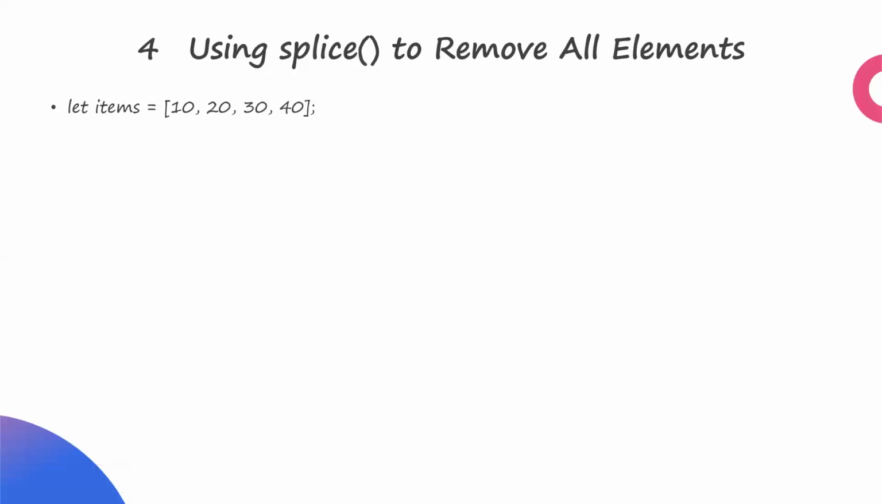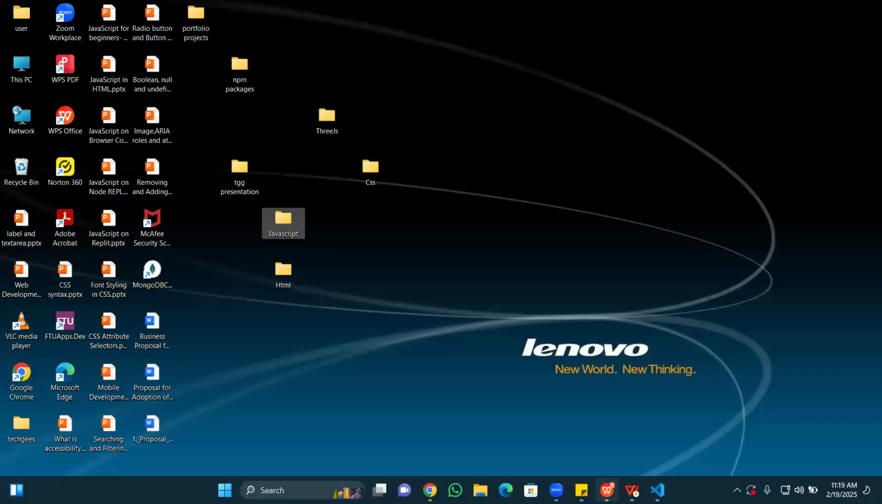So you can also use splice to remove all the elements. You say you're starting from index 0, and how many do you want to remove? You're removing the array length. You remember items.length will give you the number of items in the array. So that is our delete count. So let's go to code and let me show you.